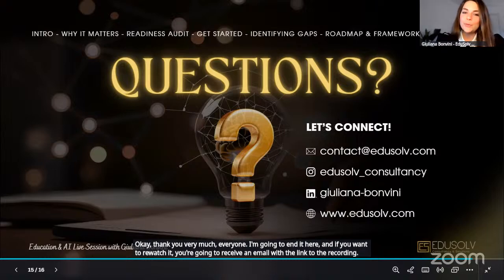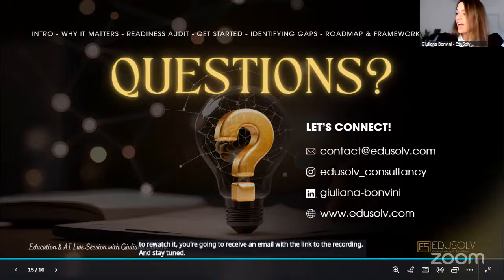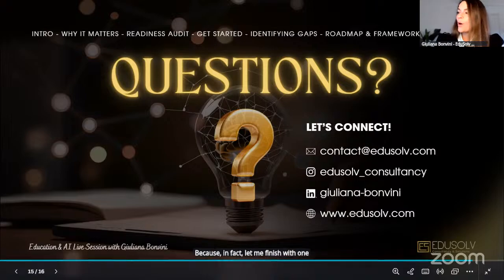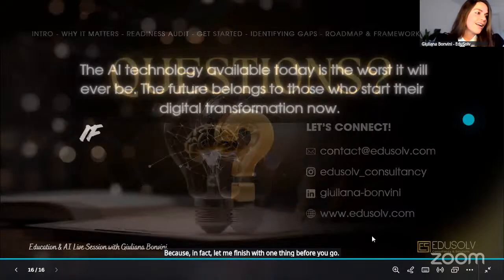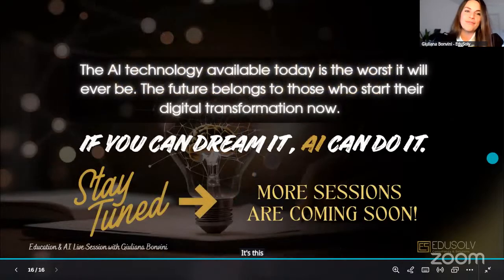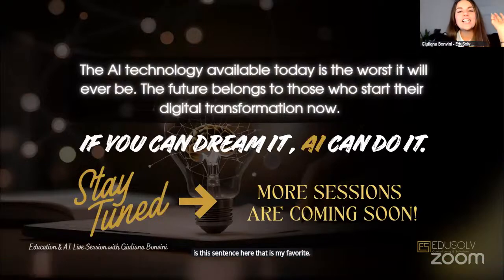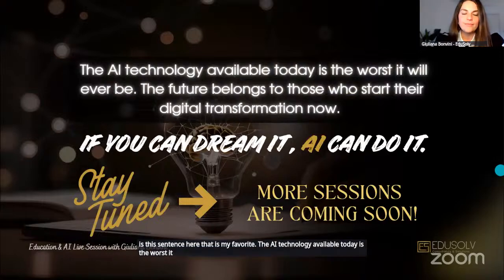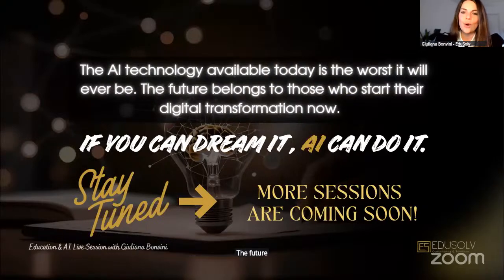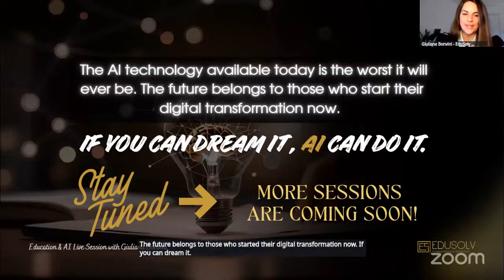Let me finish with one thing before you go. It's this sentence here that is my favorite. The AI technology available today is the worst it will ever be. The future belongs to those who start their digital transformation now. If you can dream it, AI can do it.